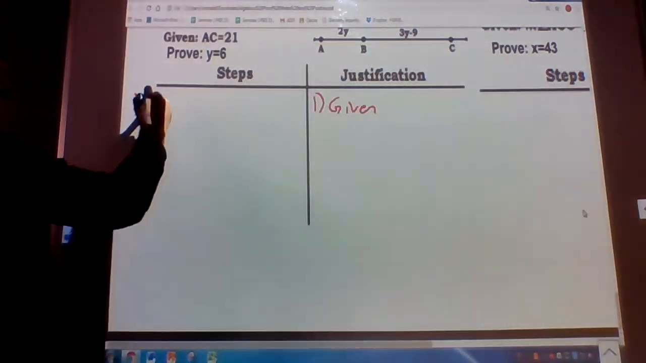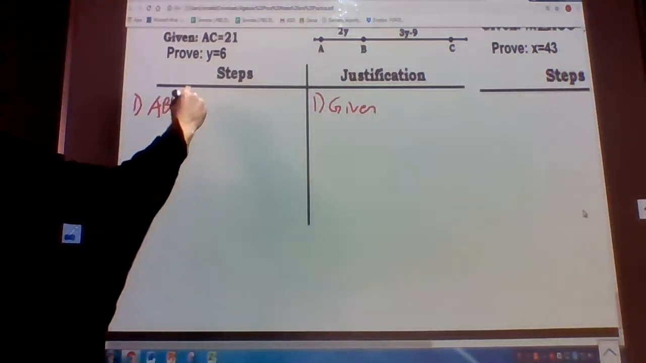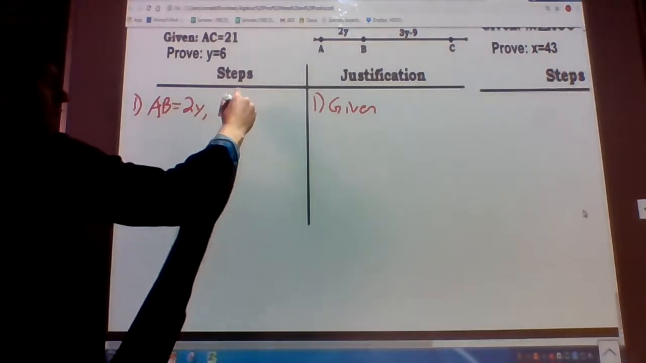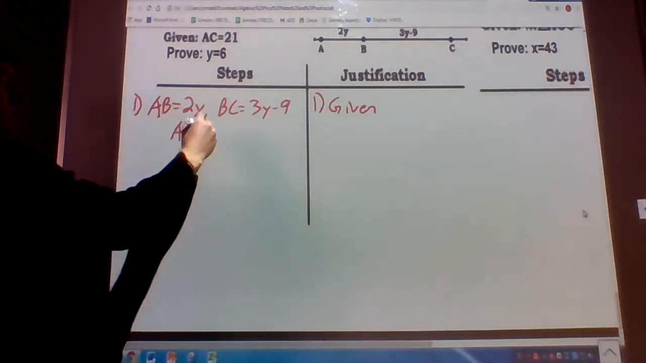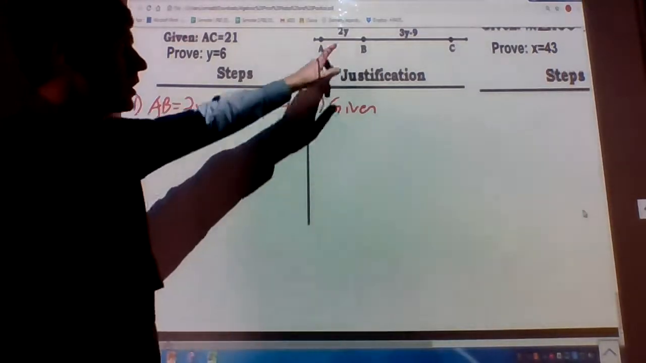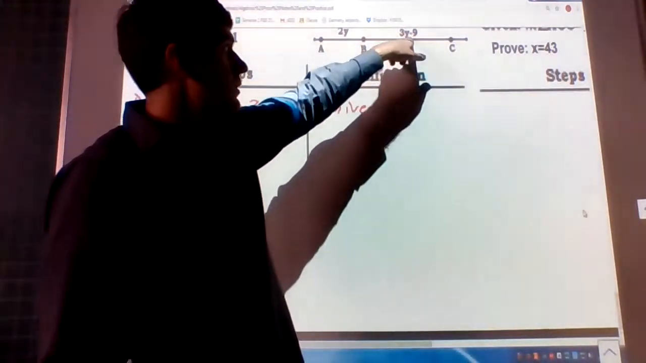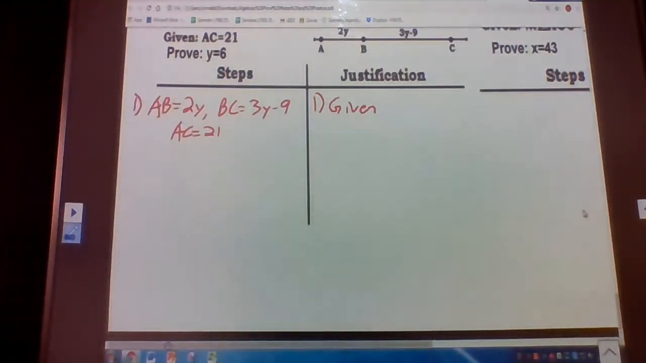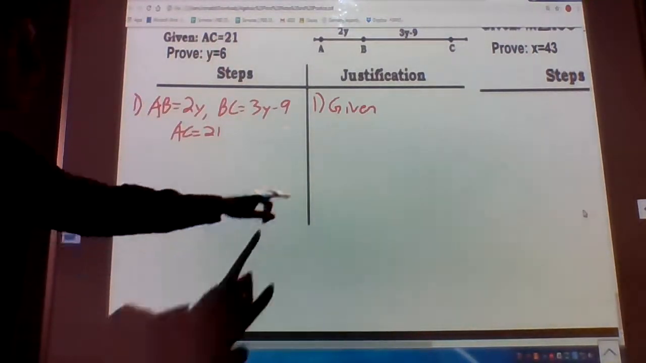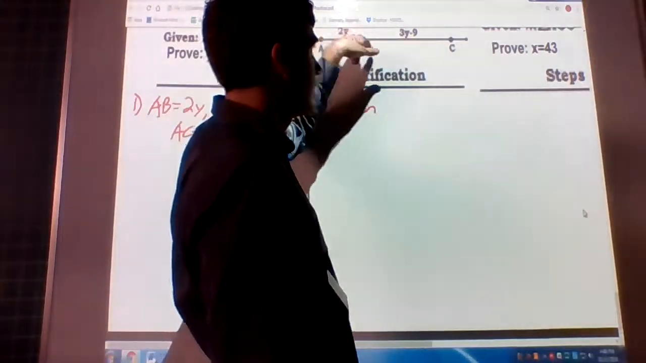Okay, so we know AB is going to equal 2y. We know BC is going to equal 3y minus 9. And we know AC equals 21. So we have 3 givens here. AB is 2y, BC is 3y minus 9, and AC is 21. Okay, we have a segment here, and a segment, and then the full thing.